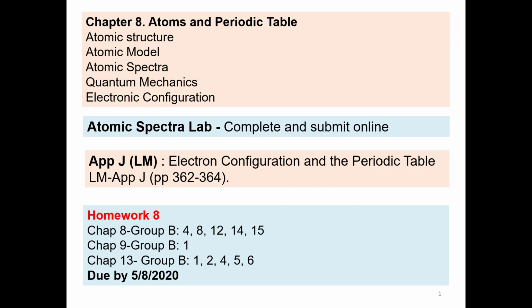In this lecture, we are going to study the chapter A, Atoms and Periodic Table.